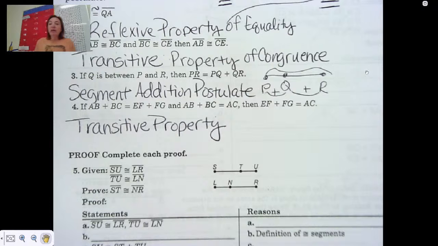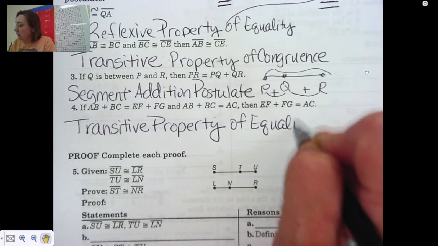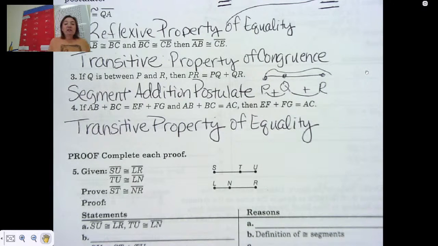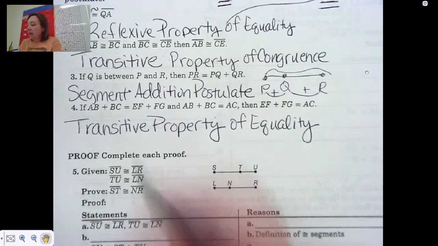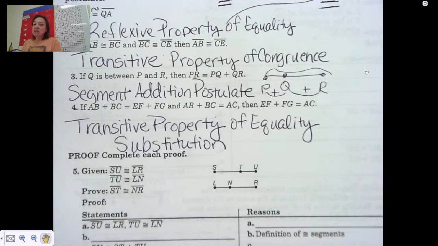is it the transitive property of congruence or equality? Equality, because we have equal signs. So it's the transitive property of equality. Now, I will tell you this also. There's a reason you could get by with using for this instead of transitive property of equality, and that reason is substitution. You could use the reason substitution, because we're substituting one thing in for another thing. And so you can just call it substitution. Does that make sense? Okay.